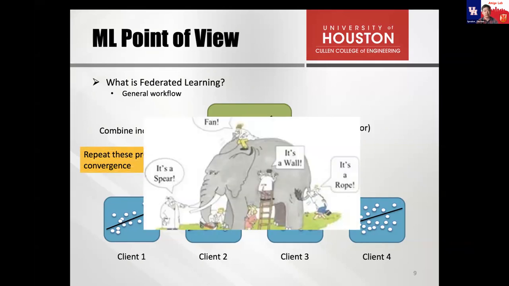Moreover, you have another advantage. We all know this story: 5 different blind people try to see the elephant. Because they only observe local data, they can only see part of the information. But by aggregating them together, they can have the whole picture. So this is another advantage of federated learning.